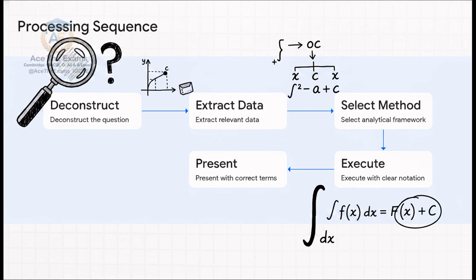Step 2, extract the relevant data, like specific coordinates given to help you actually find C. Step 3, select your analytical framework, meaning identify the correct integration rules you need to apply. Step 4, execute with clear notation. This means proper integration symbols, and do not forget the dx at the end. And finally, step 5, present with correct terminology, ensuring that +C is proudly placed at the very end of your indefinite integral before you move on to solve for it.